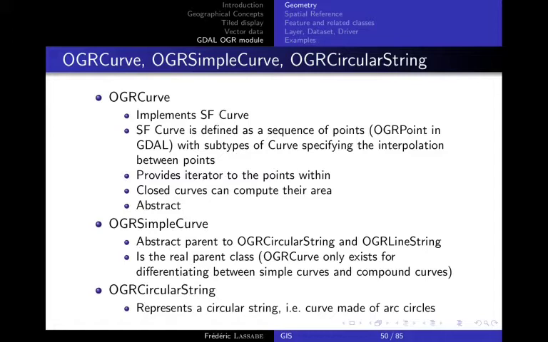The OGR curve itself is abstract, and you have to use one of the two children, which might be OGR simple curve, which is an abstract parent to OGR circular string and OGR line string. It is the real parent class because OGR curve only exists for differentiating between simple curves and compound curves, which is only exported for compatibility issues. And OGR circular string represents a circular string, which means a curve made of arc circles.